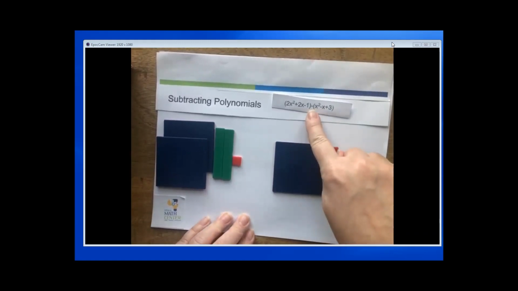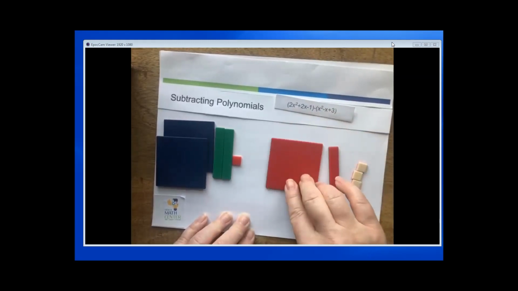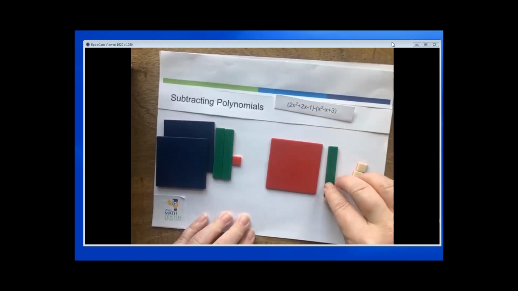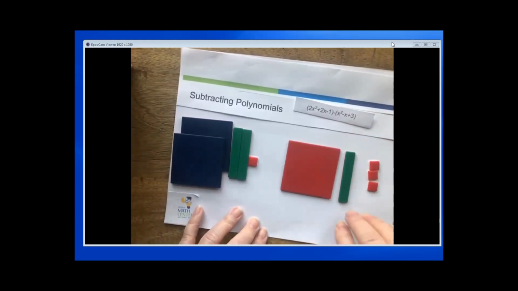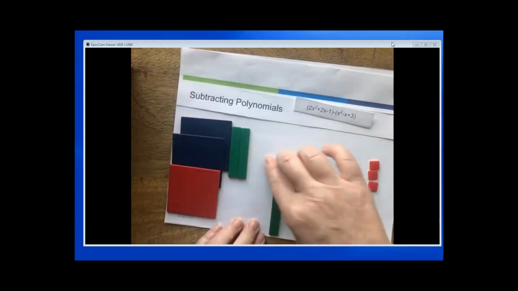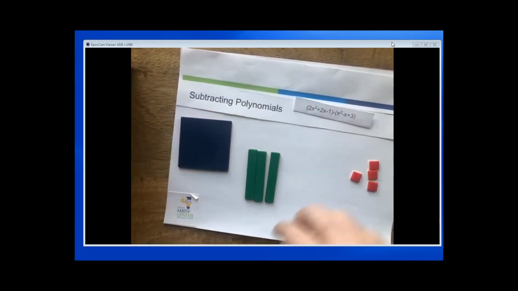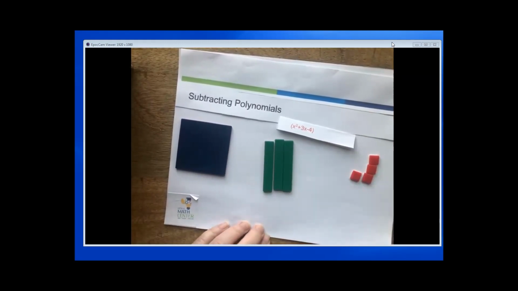Okay, now I'm going to bring the symbol back, and I'm going to use this as the opposite. So I need the opposite of x squared. That's negative x squared. I need the opposite of negative x. That's a positive x. And I need the opposite of 3, which is negative 3. Now I can combine my like terms, and I can zero pair. And I should have x squared, a 3x, and a negative 4.